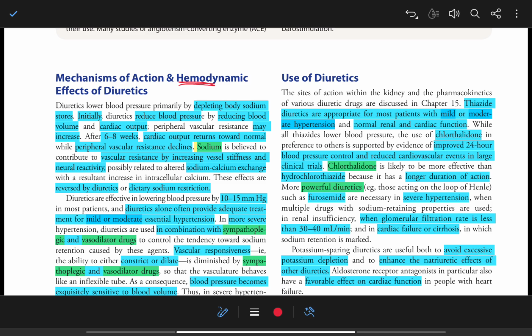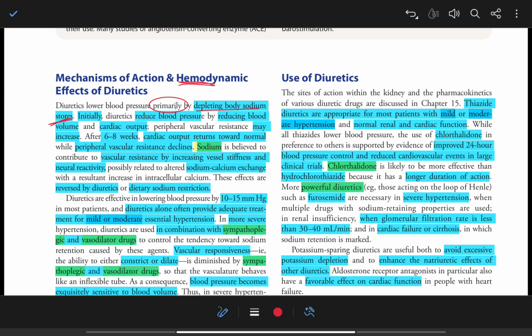Now, the primary way in which diuretics work is by depleting body sodium stores. That is what they do. They deplete your body sodium stores, and by depleting your body sodium stores, they will decrease your blood volume. Once they decrease your blood volume, you know what will happen? Venous return will be reduced. Then if venous return is reduced, it means your cardiac output will reduce.